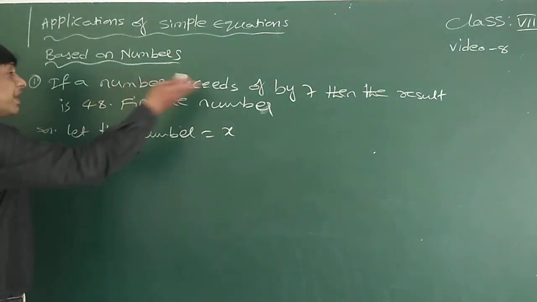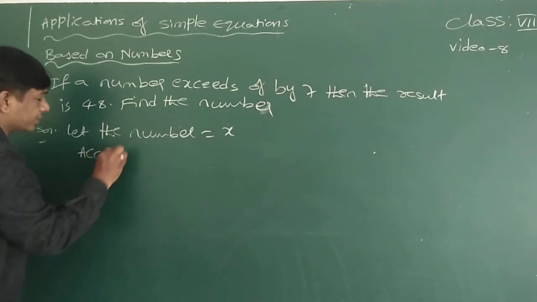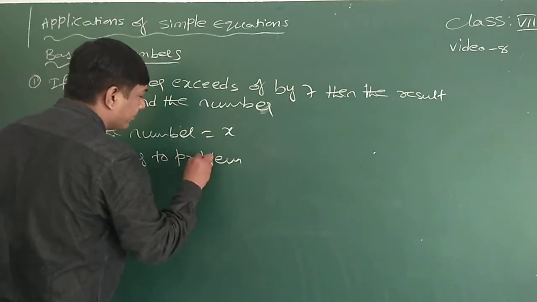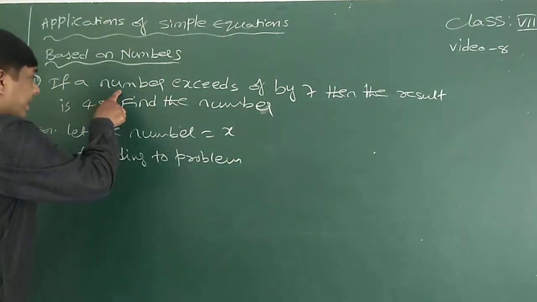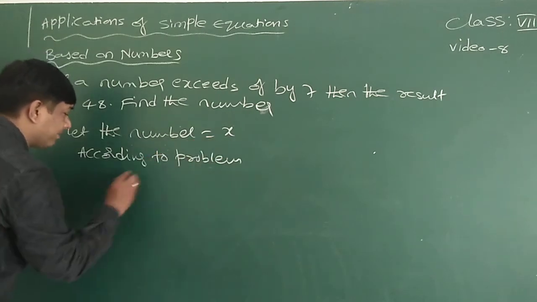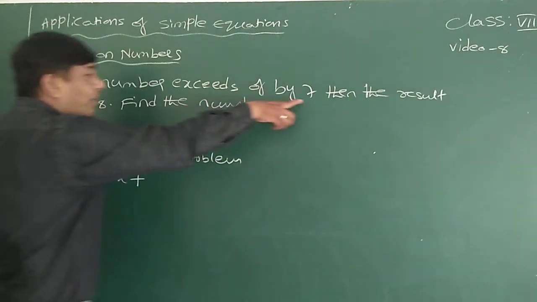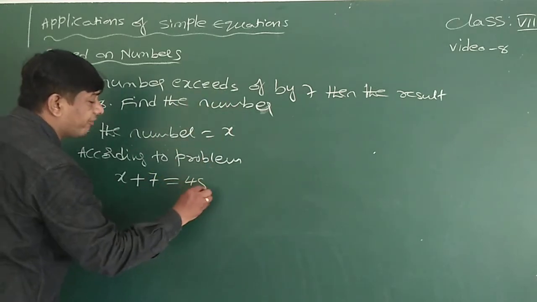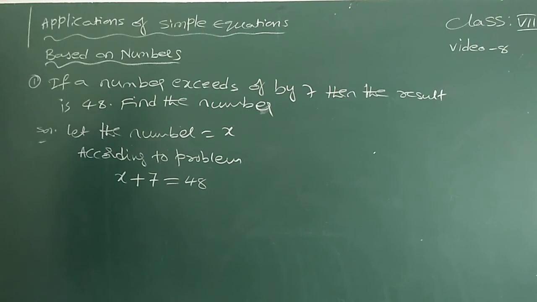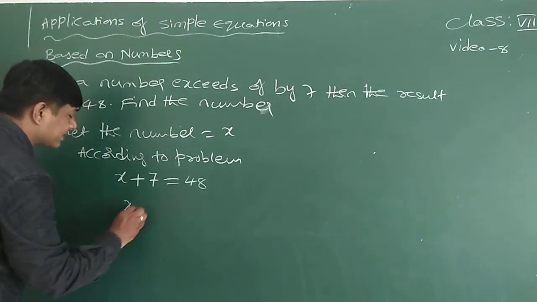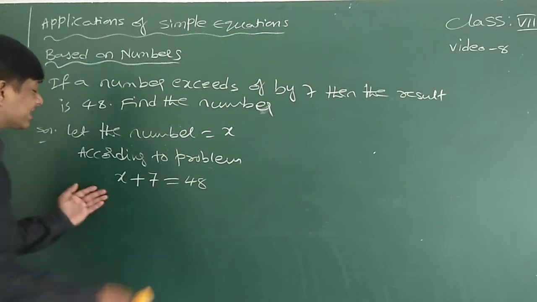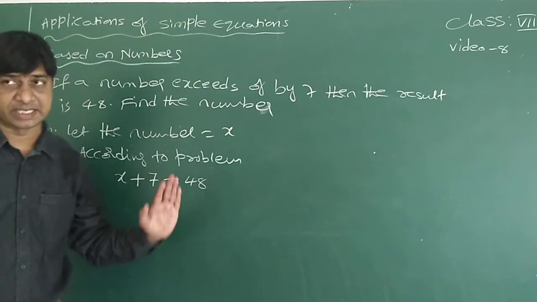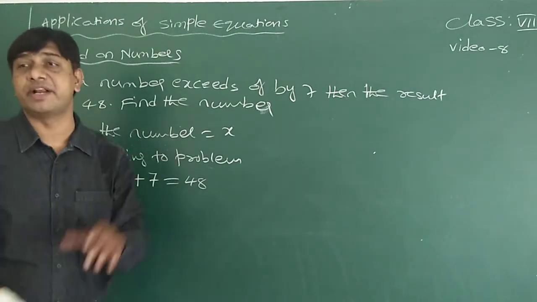And according to the problem, the number exceeds, which means this number is increased by 7. Then the result is equal to 48. So x plus 7 is equal to 48. Now I got the equation in the standard form. Now I am going to solve this simple equation.